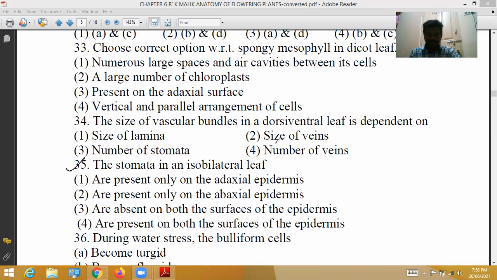Thirty-fifth question. The stomata in an isobilateral leaf. Isobilateral leaf means a monocot leaf. The option that says they are present only on the adaxial epidermis is wrong, because stomata are present on both surfaces. Next, present only on the abaxial epidermis is also wrong. Adaxial is the upper epidermis and abaxial is the lower epidermis.